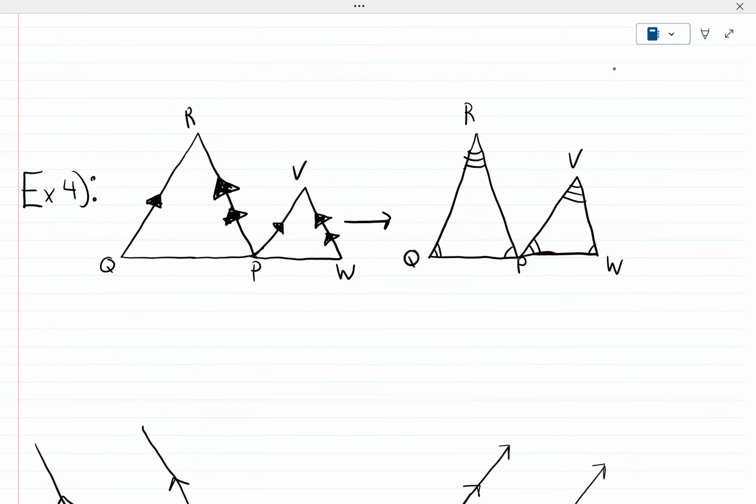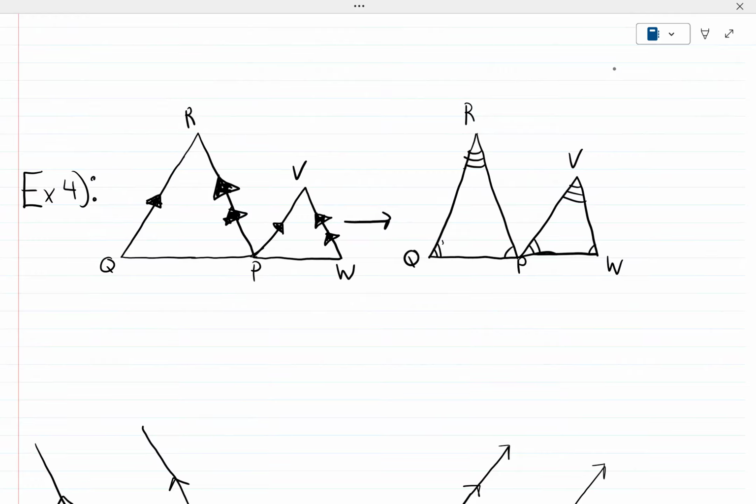That means that angle Q is congruent to angle P, and then angle R is definitely congruent with angle V. Also, angle RPQ is congruent to angle VWP. Are the triangles similar? Yes, I'm going to say yes. Why do I say similar? Because they have two angles.